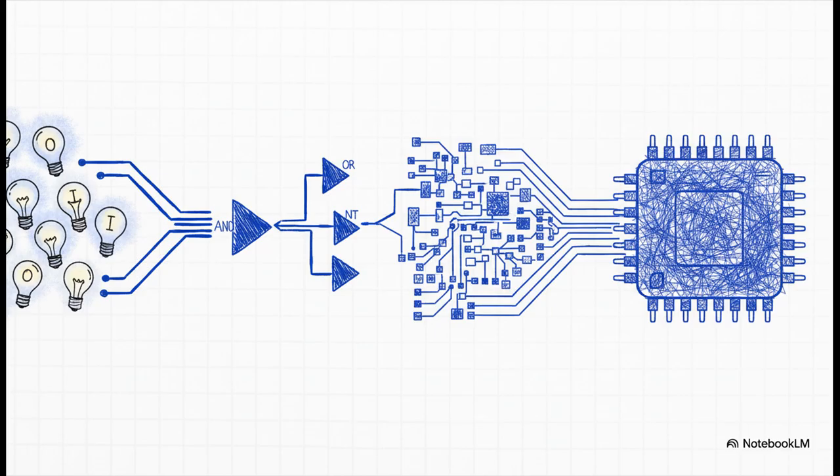By combining these simple on-off switches in really clever ways, we create things called logic gates. And then by combining billions of those logic gates, we build microprocessors, the actual brains of our modern world. And it all comes from a simple decision, 0 or 1.